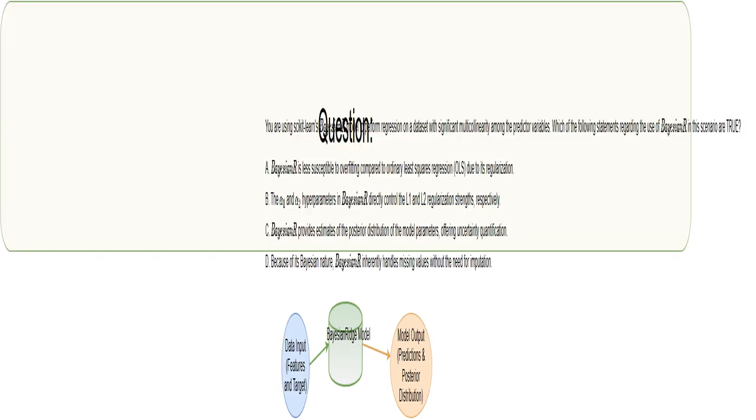This section presents a multiple-choice question about the BayesianRidge model in Sklearn and its behavior under conditions of high multicollinearity among the independent variables. I'll evaluate each answer choice, considering the theoretical underpinnings of the model. This is the core problem statement. I'm given a scenario, using BayesianRidge on data with high multicollinearity, and asked to determine which statements about its behavior are accurate. Multicollinearity is an important context because it can cause instability in ordinary least squares regression.